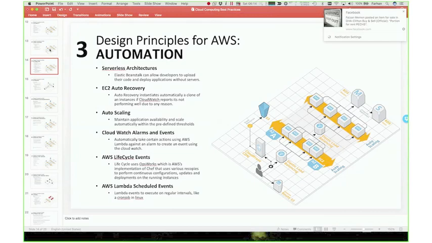Auto scaling, we have already discussed, lets you maintain a certain level of application availability and scalability under predefined thresholds.